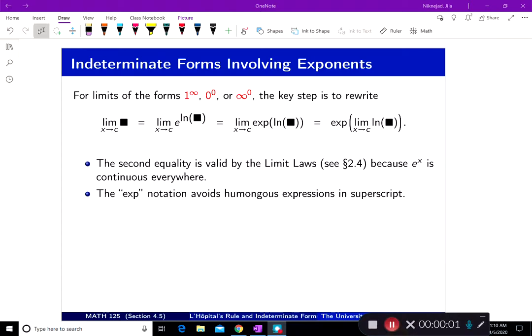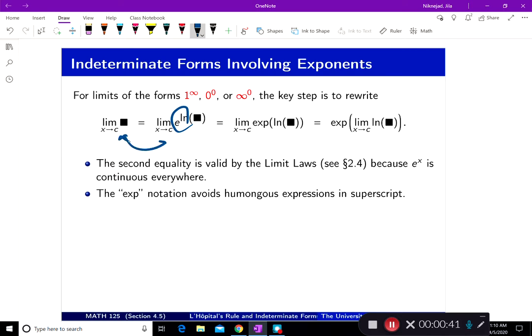One of the most useful applications of L'Hopital's rule is finding limits of the form 1 to infinity, 0 to 0, and infinity to 0. The key step is to write the limit as x approaches c of whatever block you have as the limit of the exponential of the natural log of that block. Notice that e to the power natural log are inverses of each other, so you haven't changed the limit at all.